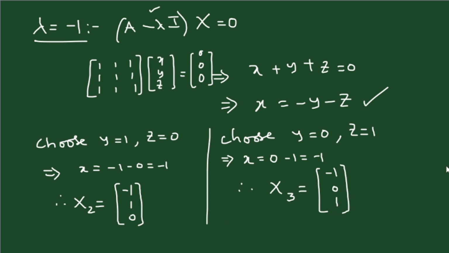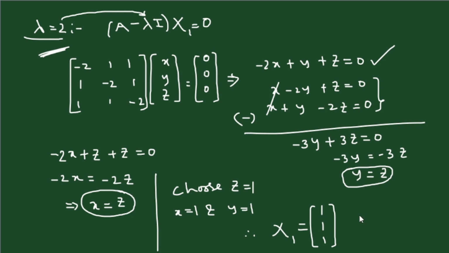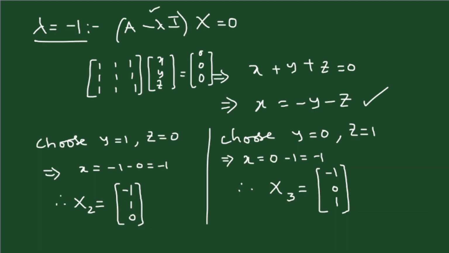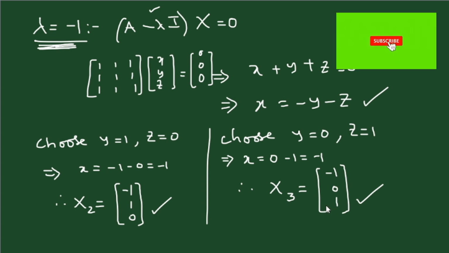So these are the three eigenvectors. 1, 1, 1 is the first eigenvector corresponding to lambda equal to 2. And we have got two linearly independent eigenvectors corresponding to lambda equal to minus 1. So we have got all three eigenvectors here, linearly independent eigenvectors, even though we have only two different eigenvalues. That means one eigenvalue is repeated.